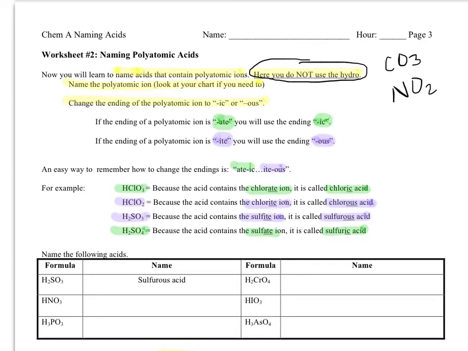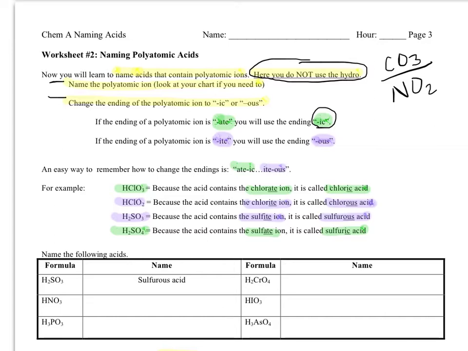So all you're going to do when you name these is find the name of the polyatomic ion, and you can look back at the chart of polyatomic ions if you need to. Then you're going to change the ending of the polyatomic ion, either to ic or us. If the polyatomic ion that you look up ends in ate, like for example carbonate, then you're going to change the ending to ic. So instead of carbonate, it would be carbonic.